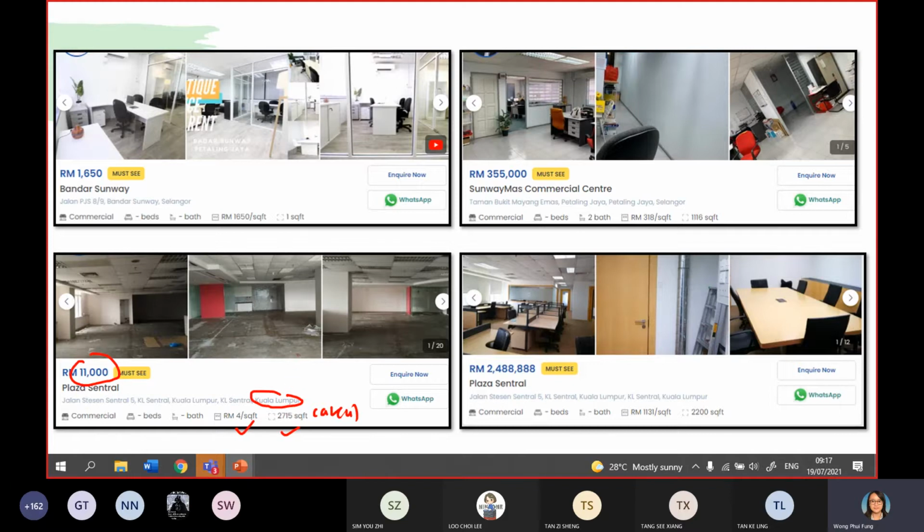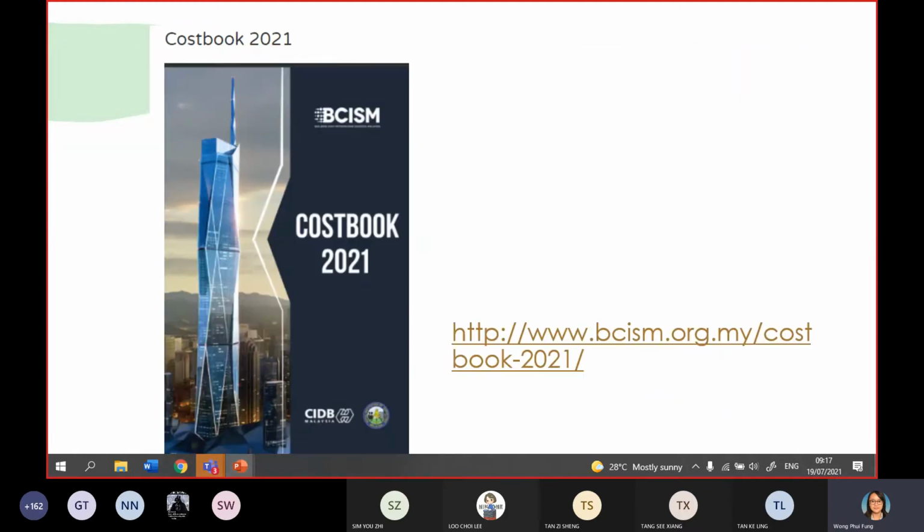Okay. And another good source of information, BCISM, which is actually divided into CIDB and also ISM. Every year they will publish the cost handbook. So you can get the latest copy at this website. You can download it for free. From this website, you can also get some cost indicators for some of the construction costs. That will be quite useful for you to build up the construction costs.